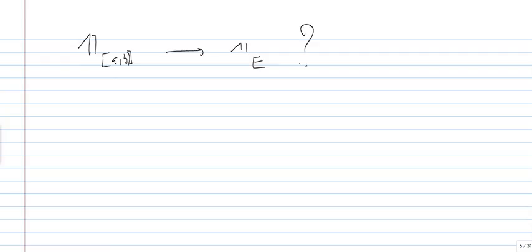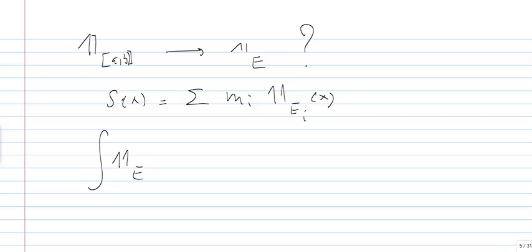Okay, so if that's the case, then from there we can now define s of x, a simple function, to be the sum of m_i times the characteristic function of E_i, of x, instead of working with intervals. So the question becomes, how do we do that? What would be the integral of this function? So all this boils down to, how do you integrate the characteristic function of a set E?